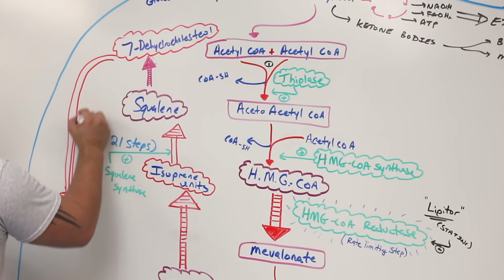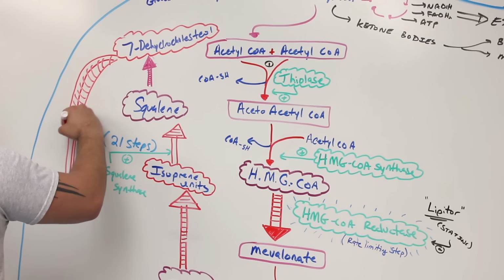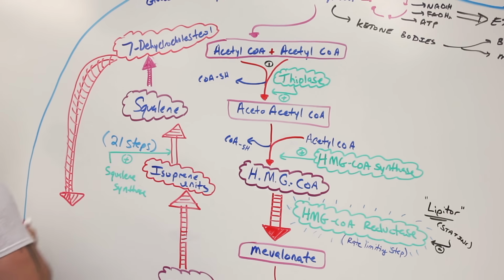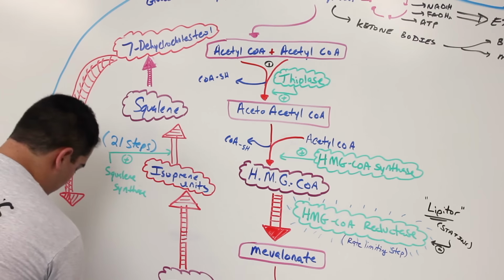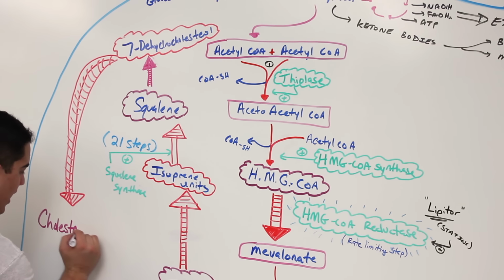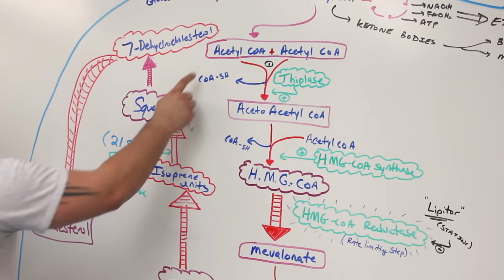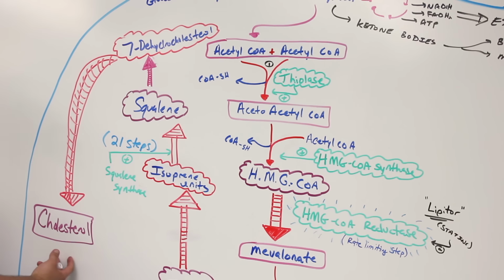So in this process here, what am I doing? I'm taking the 7-dehydrocholesterol and converting it into a molecule called cholesterol. Now, it's crazy to see how we just take these 2 carbon fragments, acetyl-CoAs, and synthesize a huge 27 carbon molecule.